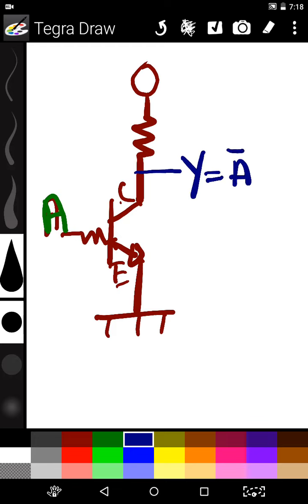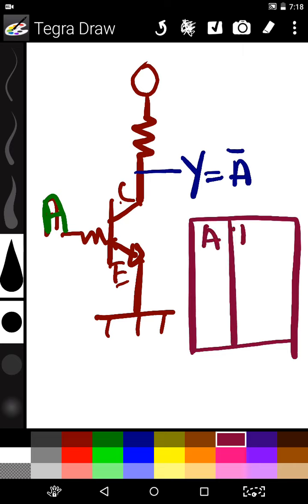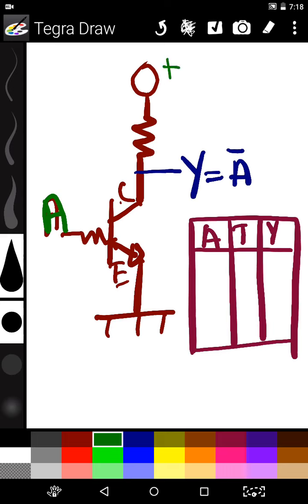Now we'll verify how it works. This is the table for it: A, transistor position, then output. This one is the VCC. This is the voltage VCC applied to the collector terminal.